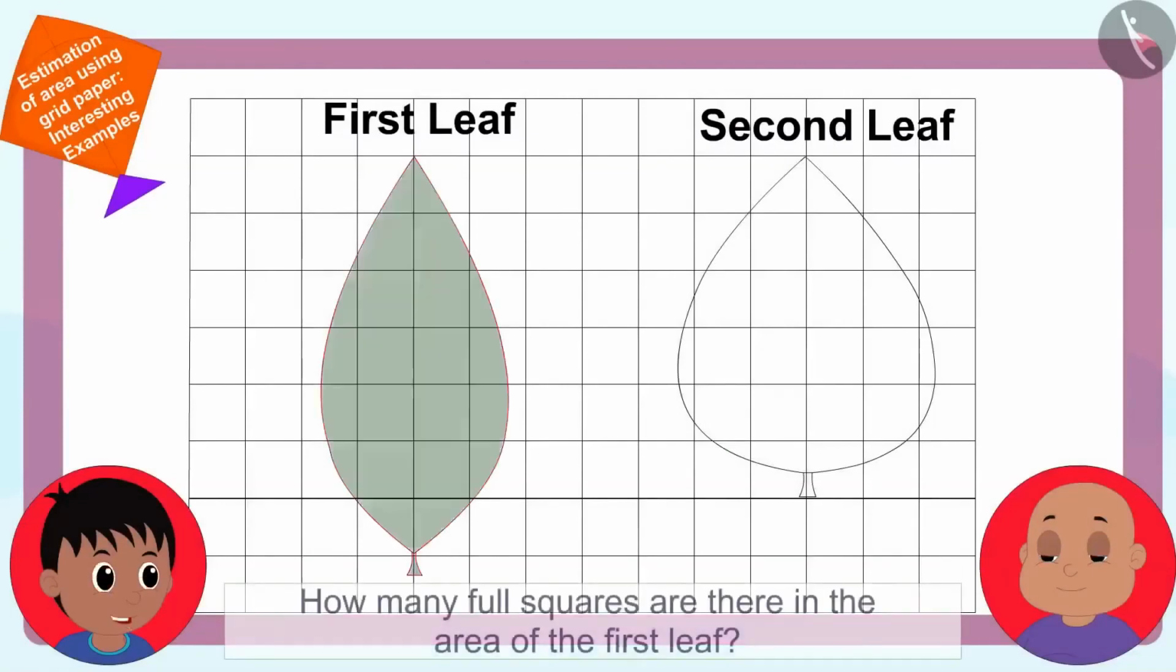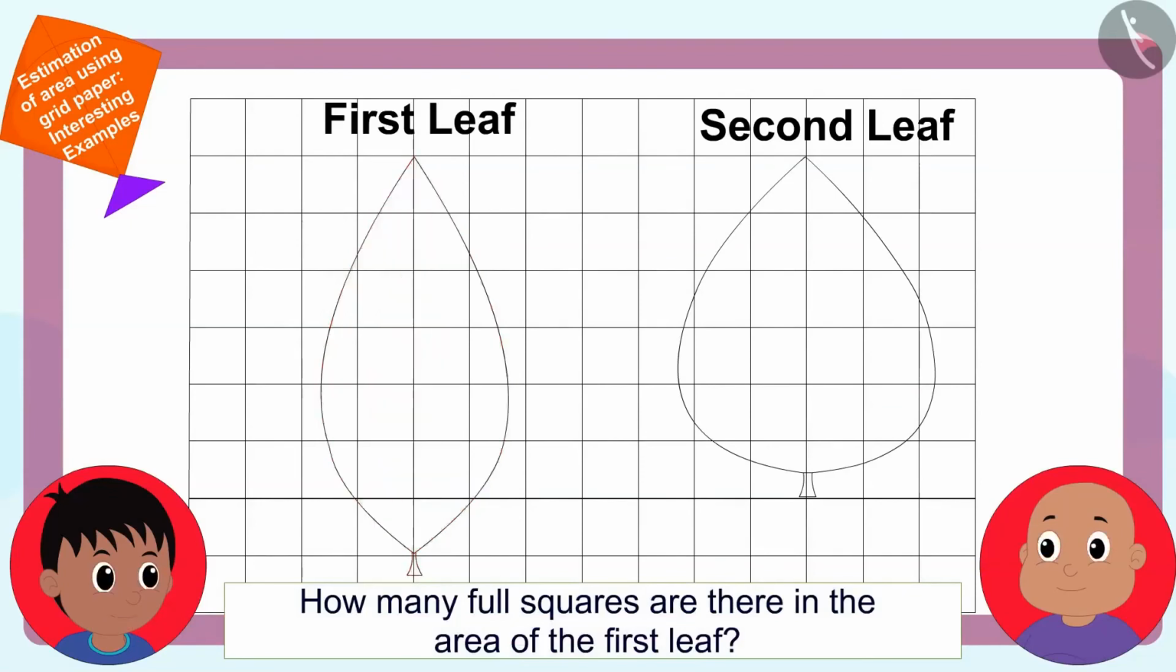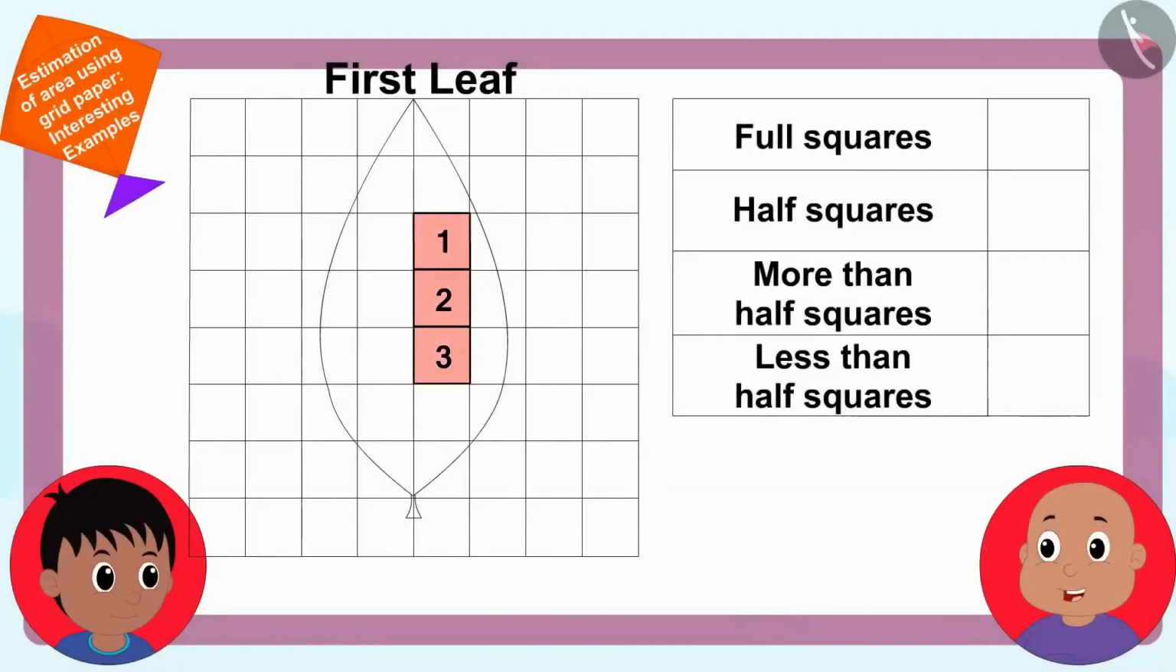Can you tell me how many full squares are there in the area of the first leaf? Raju asked Bablu. 8 squares. Bablu quickly counted. Raju wrote down the number of full squares in this way.